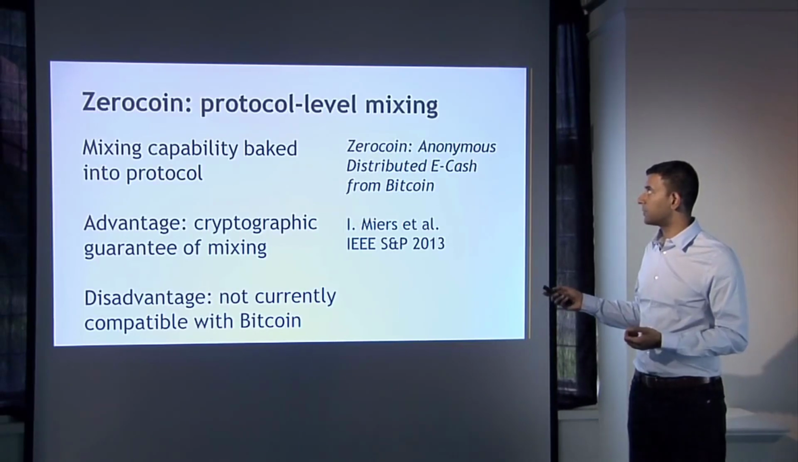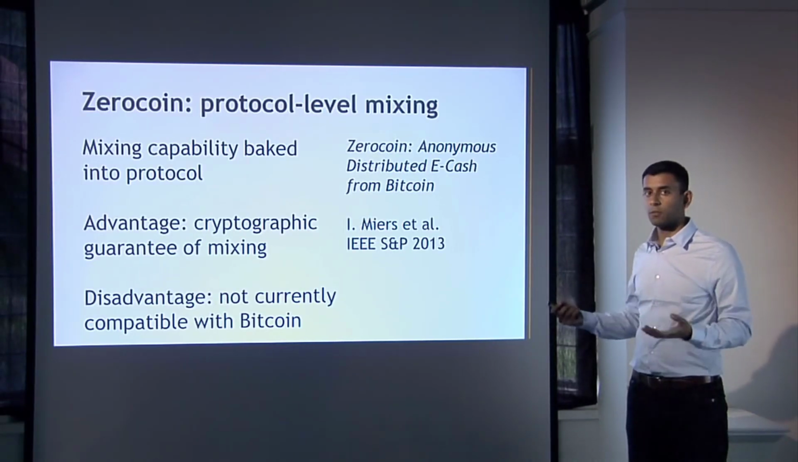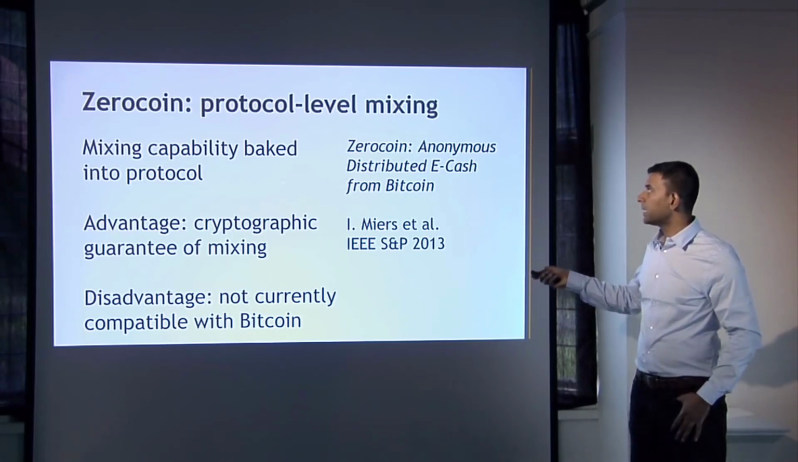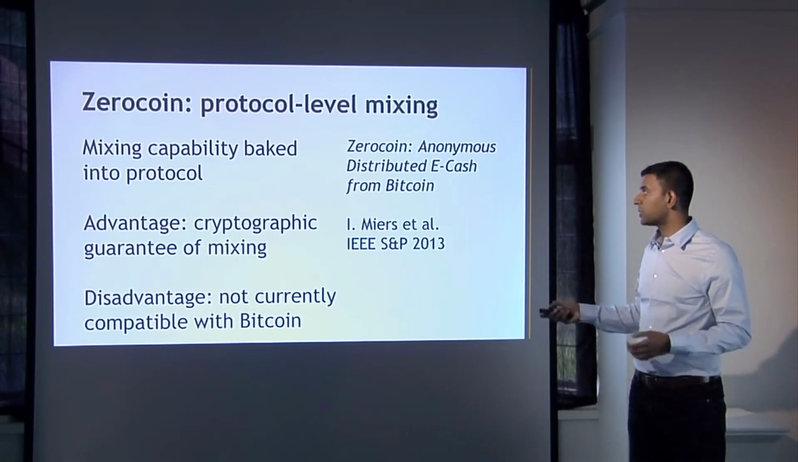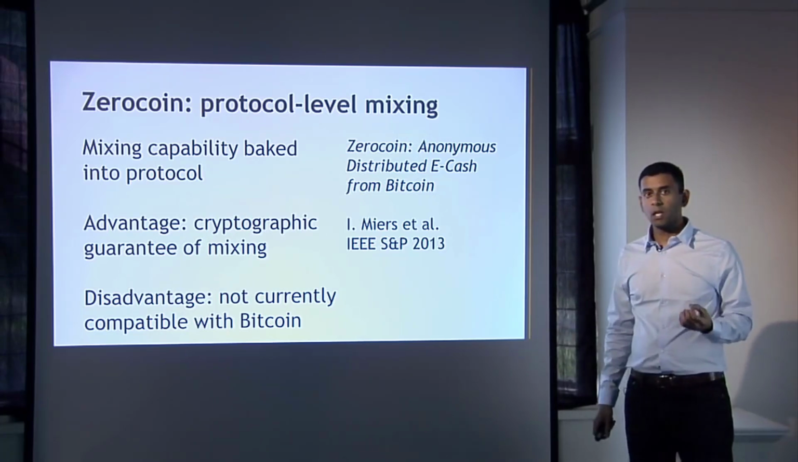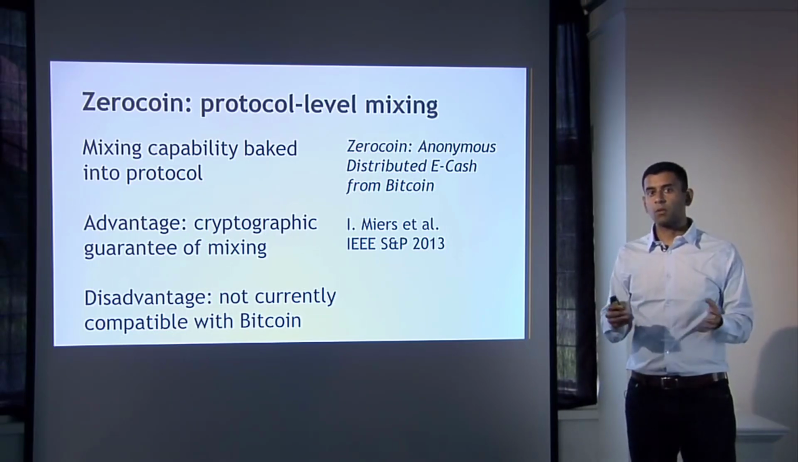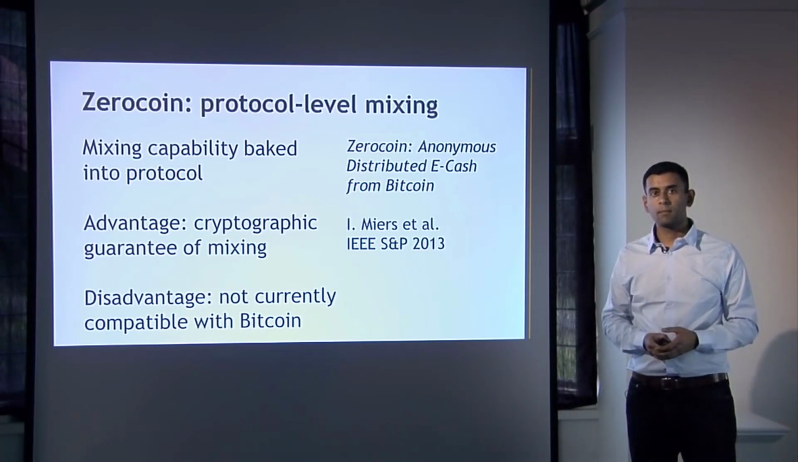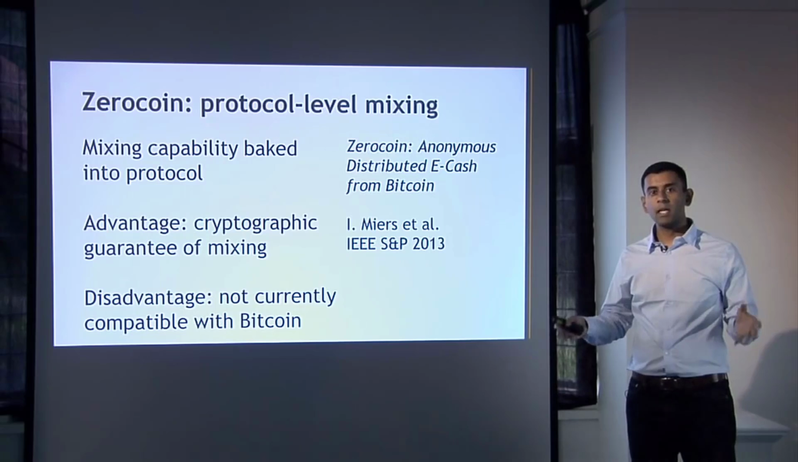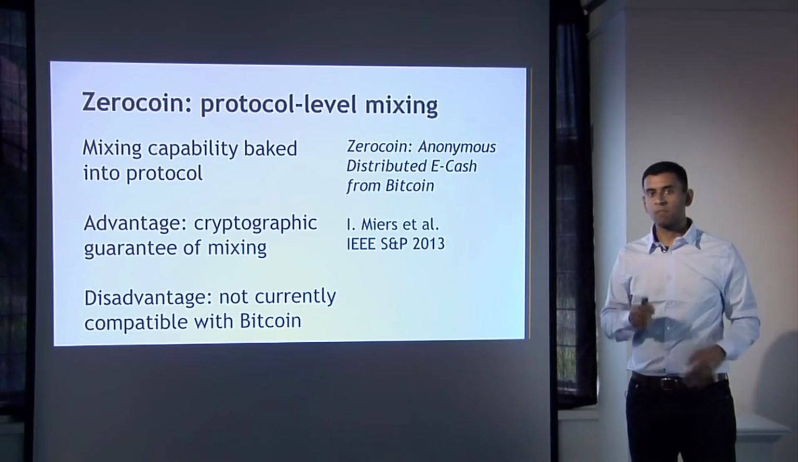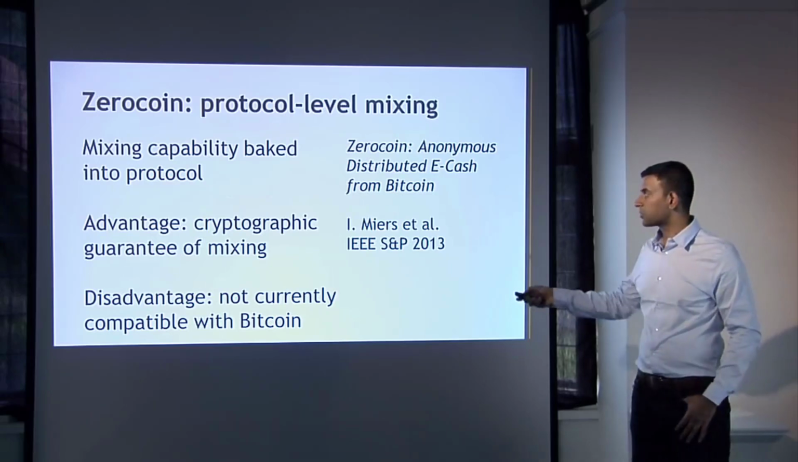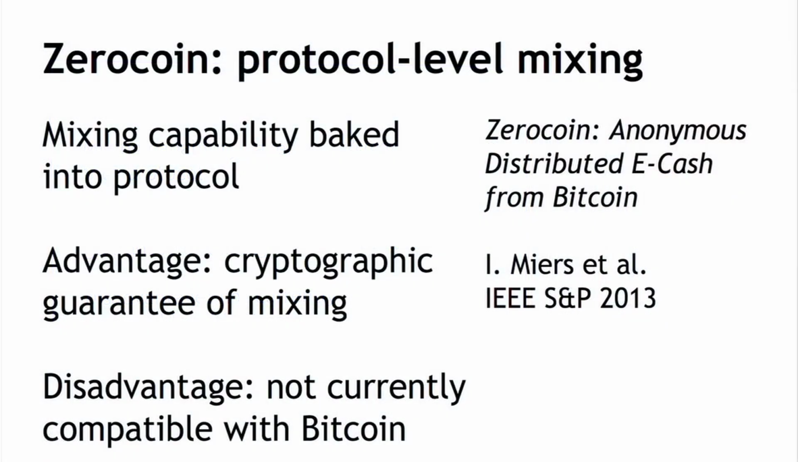Let's review some of the things that I've just said. Zerocoin brings protocol level mixing. And being baked into the protocol, what it gives you is a cryptographic guarantee of mixing. What does that mean? You don't need to trust a single mix or even a set of mixes or a set of peers or anybody at all to ensure your anonymity. You just need to rely on the underlying crypto being solid. You don't even need to rely on the miners enforcing this in order to achieve anonymity. It's purely a cryptographic guarantee. So that's really great. That's qualitatively better than what we have so far. And of course, it's not currently compatible with Bitcoin. And here's the paper if you want to look it up.